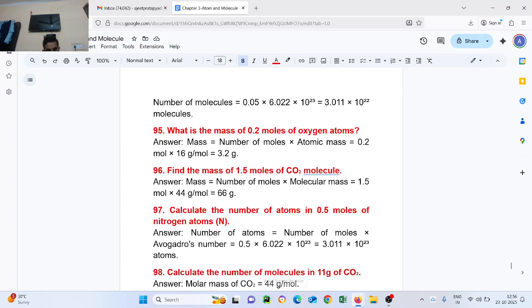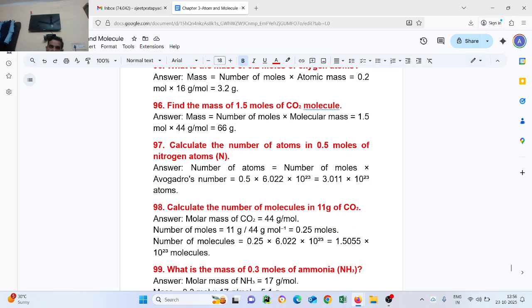Question number 97. Calculate the number of atoms in 0.5 moles of nitrogen. Number of atoms is equal to number of moles multiplied by 2 multiplied by Avogadro number. 0.5 multiplied by 2 multiplied by 6.022 multiplied by 10 to the power 23, equal to 6.022 multiplied by 10 to the power 23 atoms.